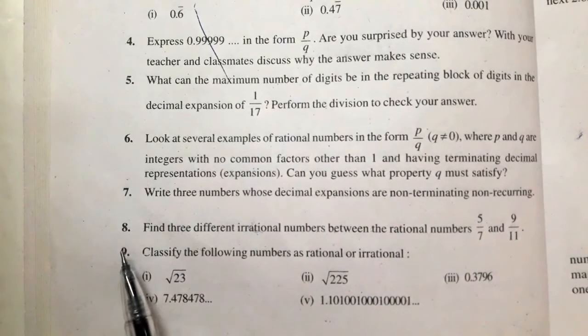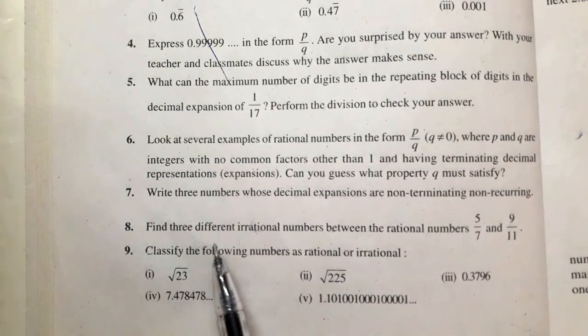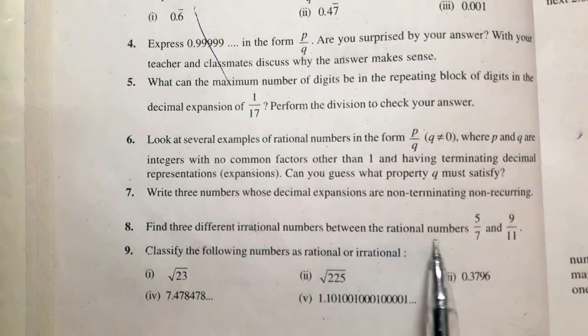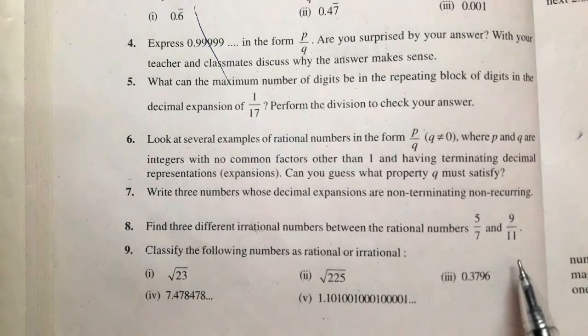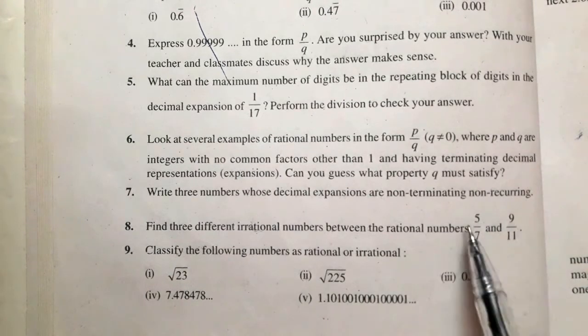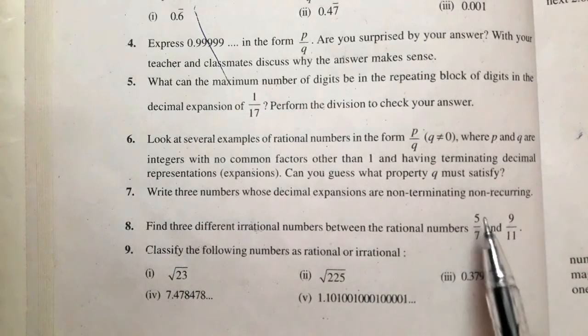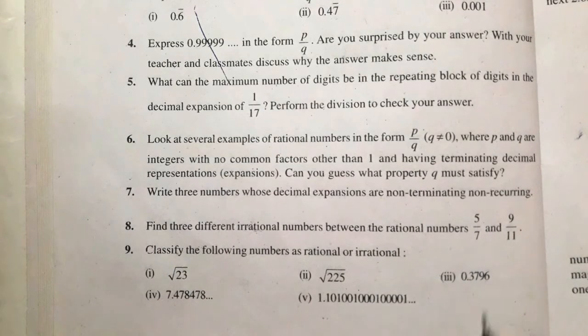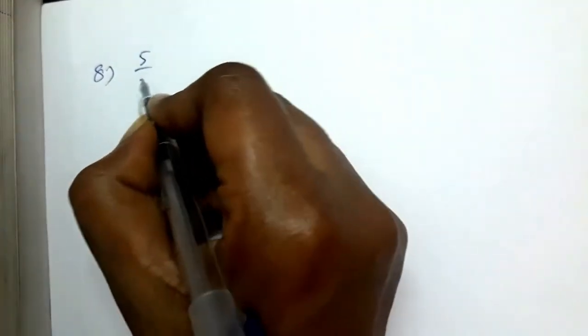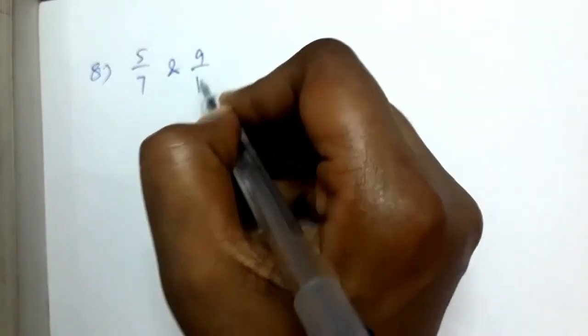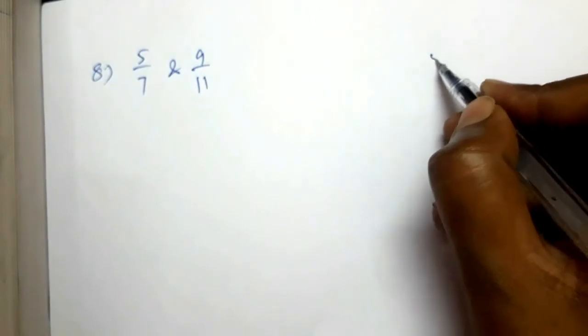Move on to the next one. Question number 8. Find 3 different irrational numbers between the rational numbers 5 by 7 and 9 by 11. Here 2 rational numbers are given, 5 by 7 and 9 by 11. Now we have to find 3 irrational numbers in between these 2 numbers. Do the rough work here.